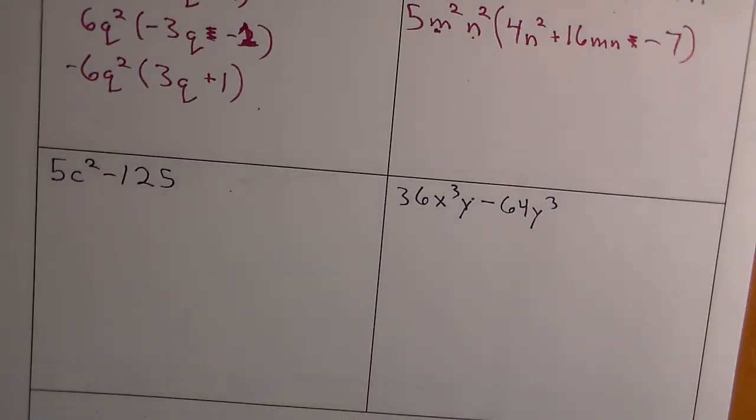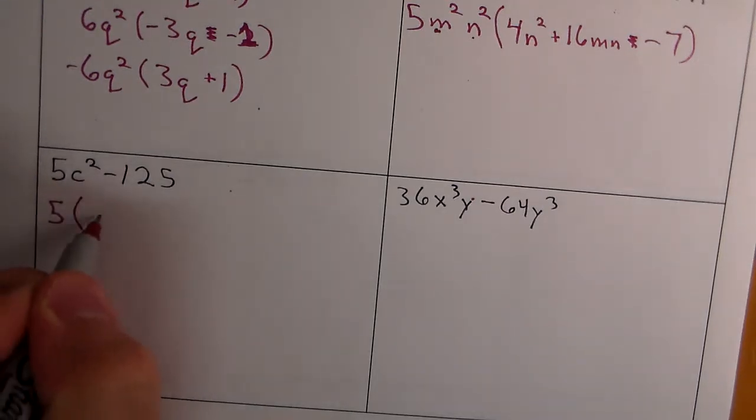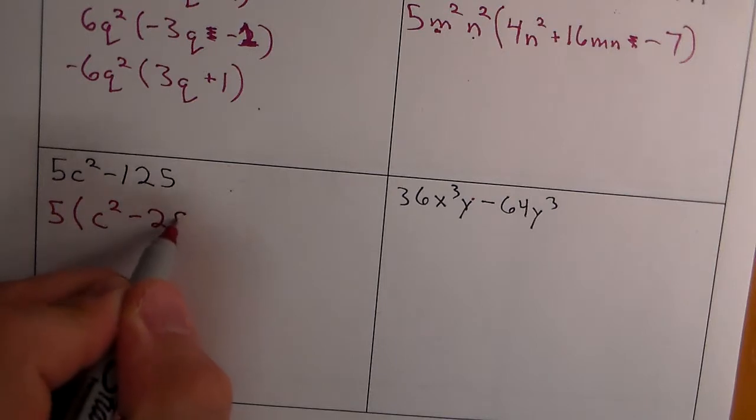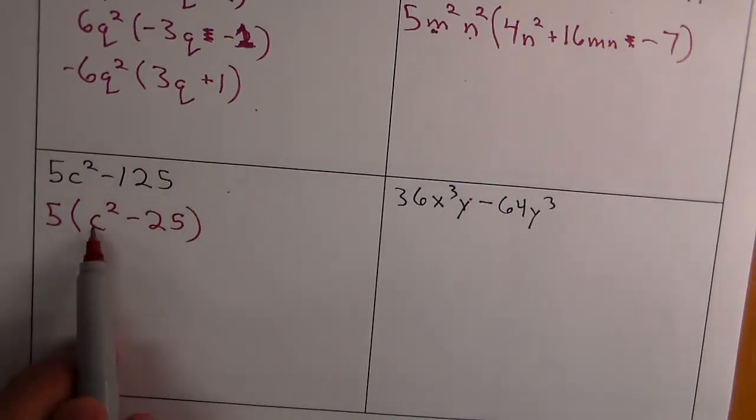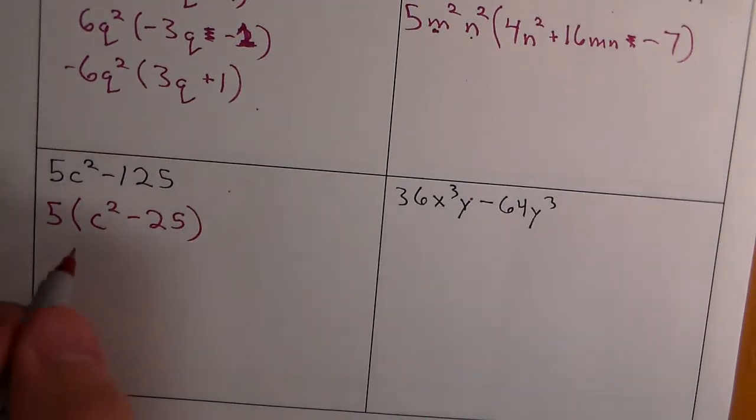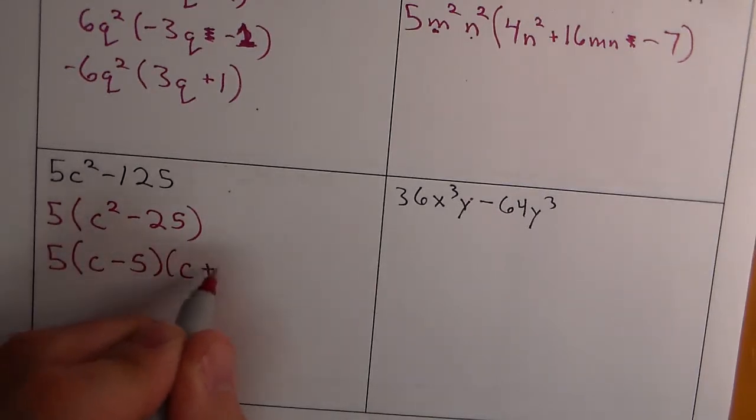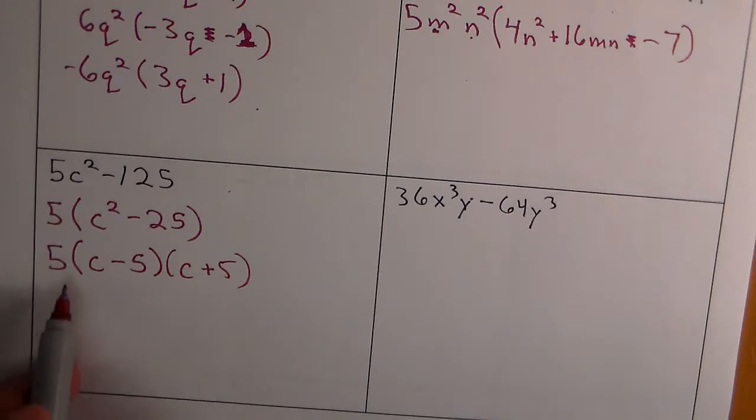5c squared minus 125. Now 125 we hopefully know is 5 to the third, but we need to look at GCF first. If I take out a 5, I'm left with c squared minus 25. That's a perfect square, that's a perfect square. So we're going to make that c minus 5, c plus 5, but don't forget to bring the 5 down.